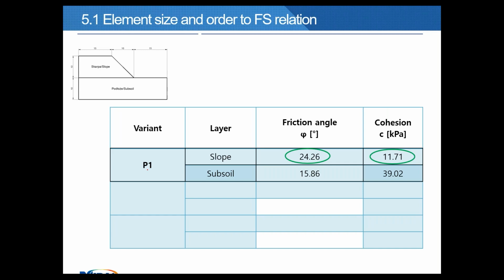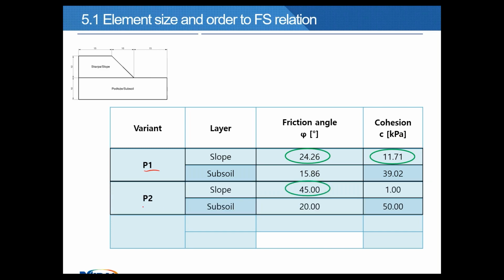First variant, P1, where we have in the slope a big value of friction angle and quite good cohesion. Then in variant P2, we have a very big friction angle, 45 degrees, and almost no cohesion, 1 kilopascal. It is good to use even a small value of cohesion.